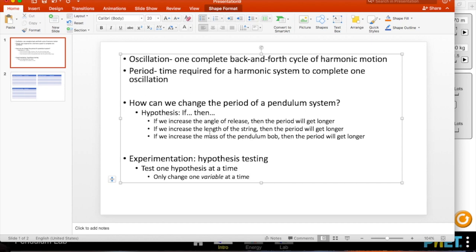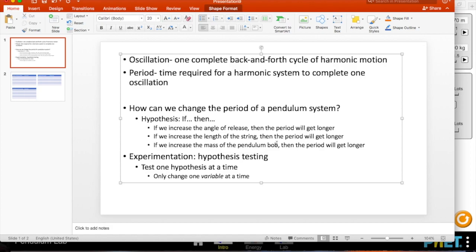Everything that we mentioned up here in our if-then statements are variables. Variables are things that we as the experimenters can change, or that may change as a result. So look back up here and see if you can see what the variables are. The angle of release, that's a variable that we are going to change. The length of the string, that's a variable that we can change. The mass of the pendulum bob, that is a variable that we can change.